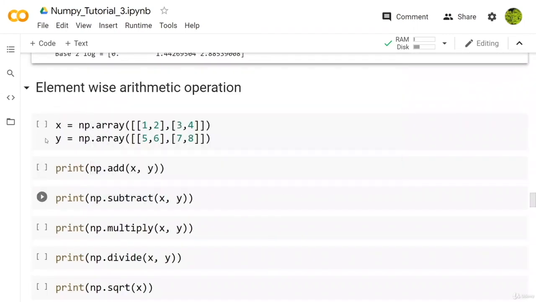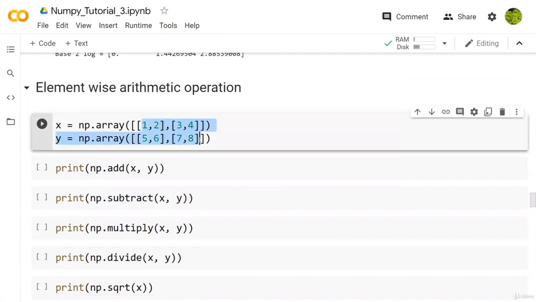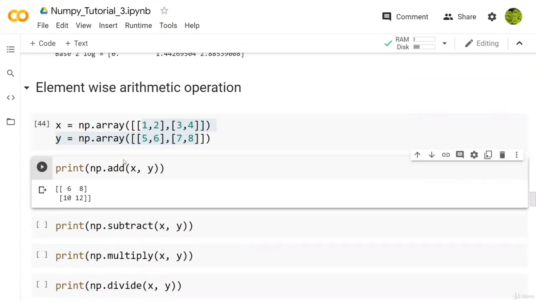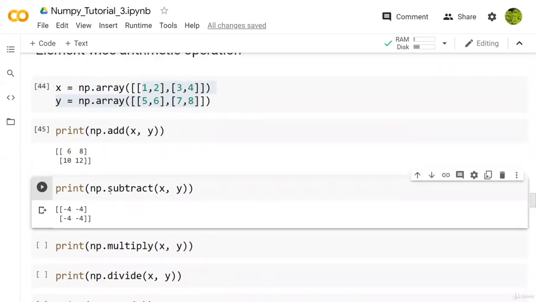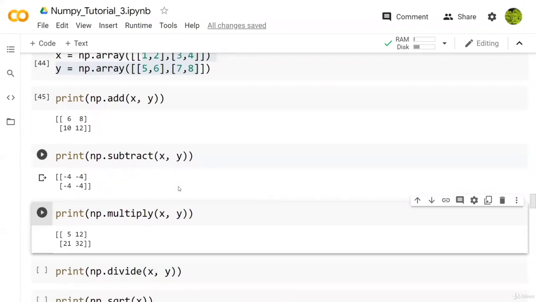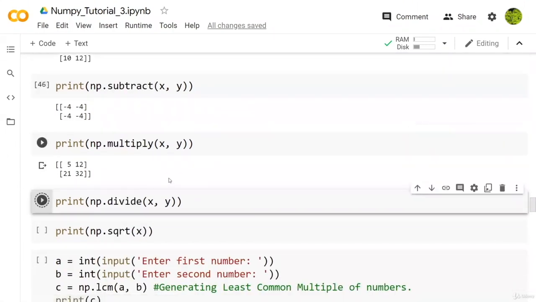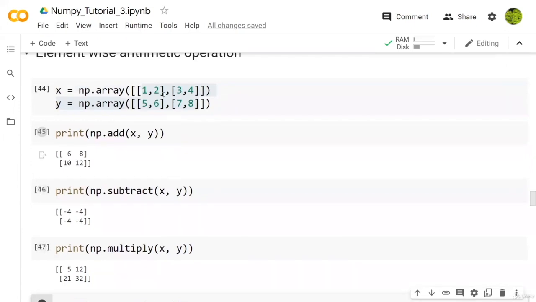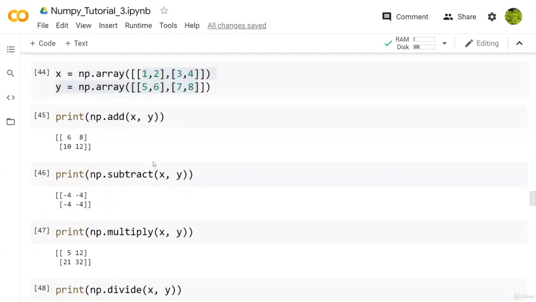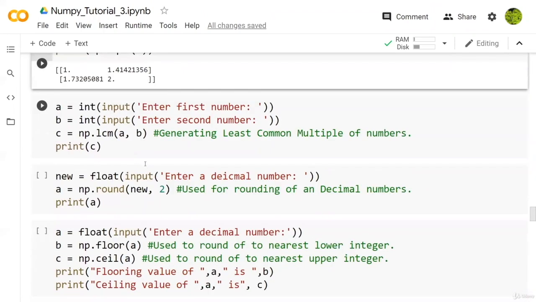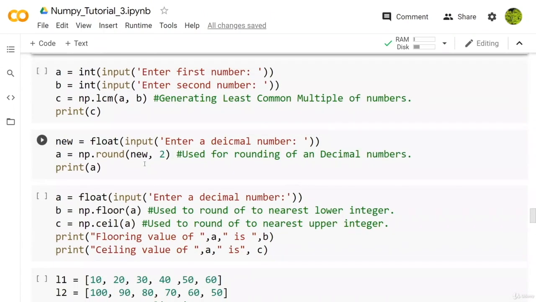Okay, so now suppose I have an array like this, and I can do element-wise arithmetic operations also. So I can add, I can subtract. Each element has been added, each element has been subtracted, each element has been multiplied, each element has been divided by each element. Okay, and I can find out the square root of each element also.